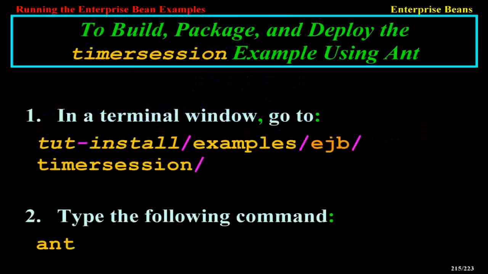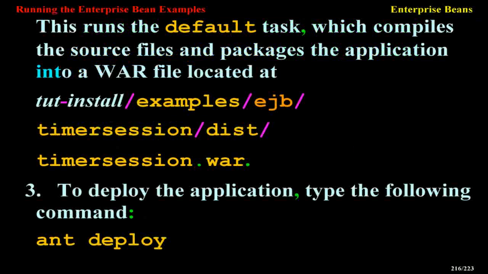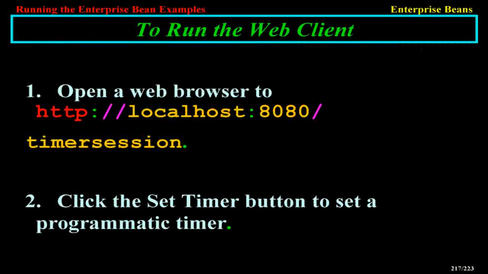To build, package, and deploy the timer-session example using Ant: in a terminal window, go to tut-install/examples/ejb/timer-session/. Type the following command, and this runs the default task, which compiles the source files and packages the application into a WAR file located at tut-install/examples/ejb/timer-session/dist/timer-session.war. Or, to deploy the application, type the following command, and deploy to run the web client.